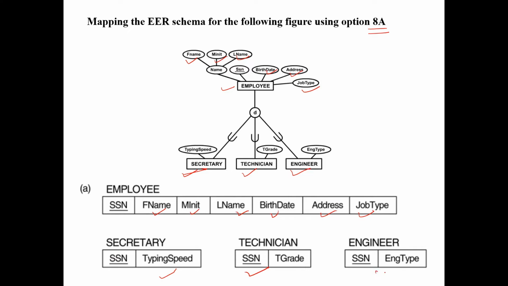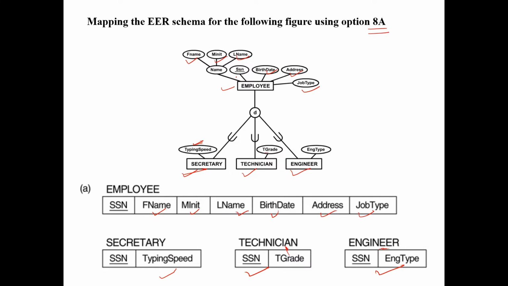And for engineer, we are creating a separate relation. All these attributes, typing speed, which has to be added for the secretary, technician grade, which we have added in the technician table, or relation, and engineering type we have added for the engineering relation schema. What about this SSN? SSN is a key attribute.